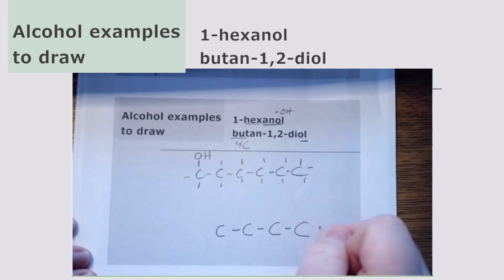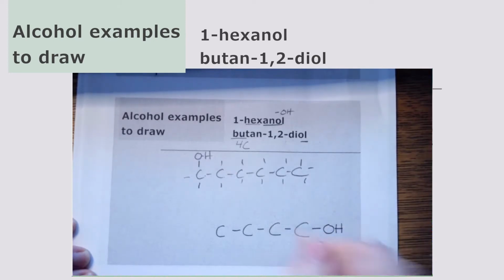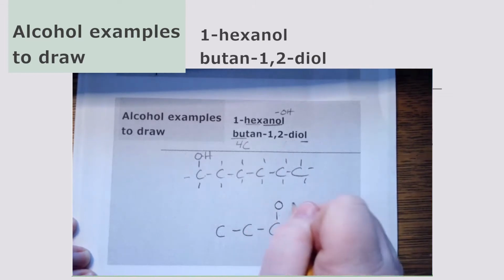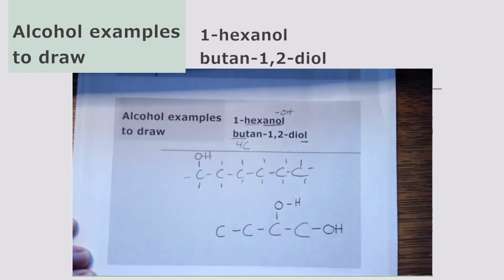So I'm just going to put it off this way. This is carbon number 1, because I could number backward, right? This would be carbon number 2. Remember, the carbon is bonded to the oxygen, and then the hydrogen is bonded to the oxygen, even if you just write it as just OH like this. All right. Now add in my missing hydrogens. 1, 2, 3, 4 on each carbon. There we go.